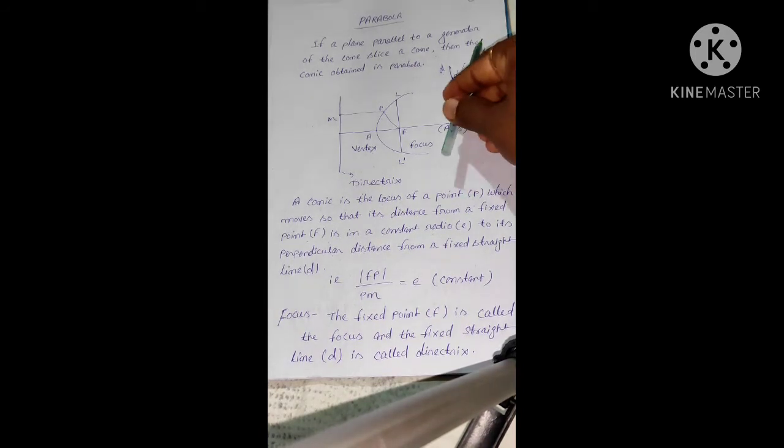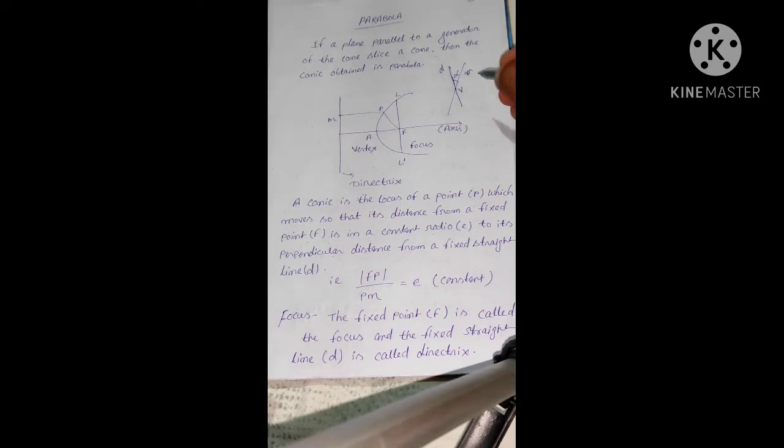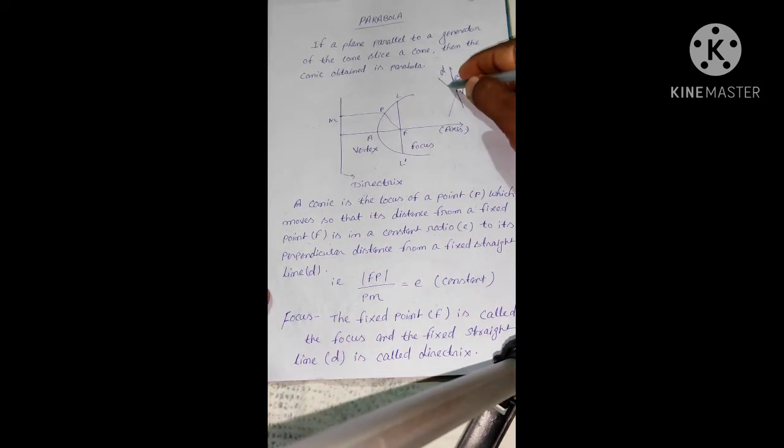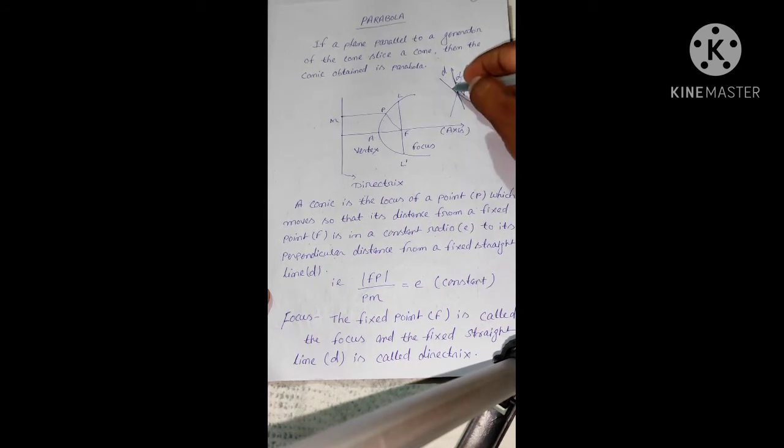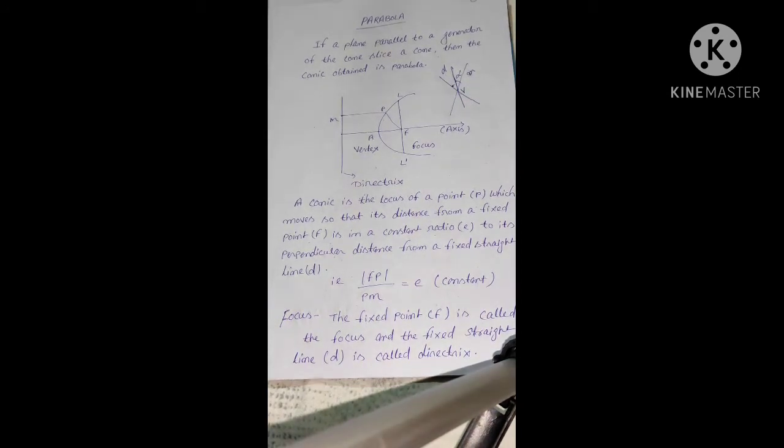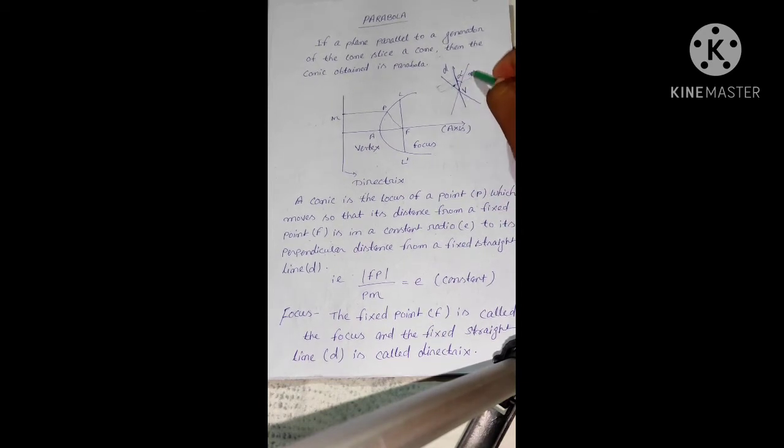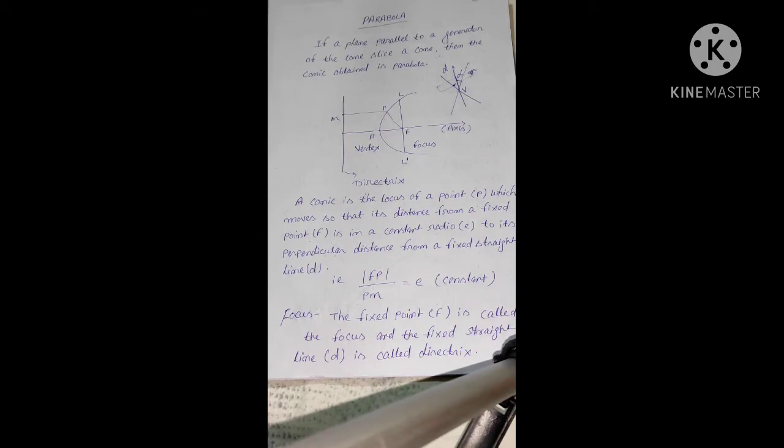Now this line M is free to rotate in such a manner that it makes the same angle this side also. This is also the same angle. Then it forms two cones. And if a plane intersects these cones in such a manner that our alpha is equal to beta, then we say that plane gives the conic section, that is parabola.